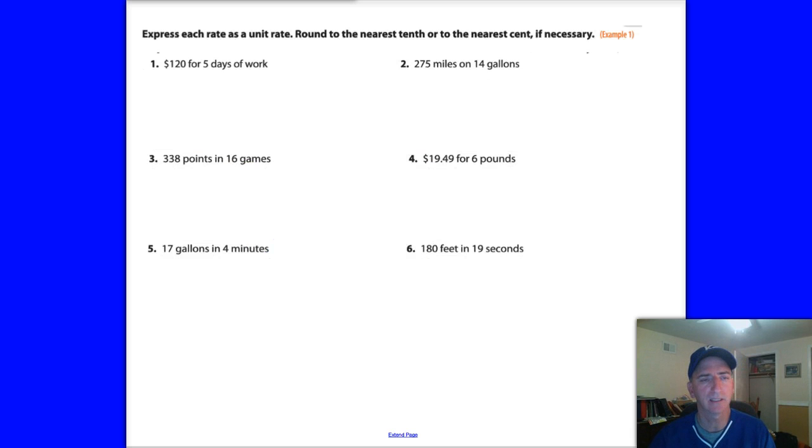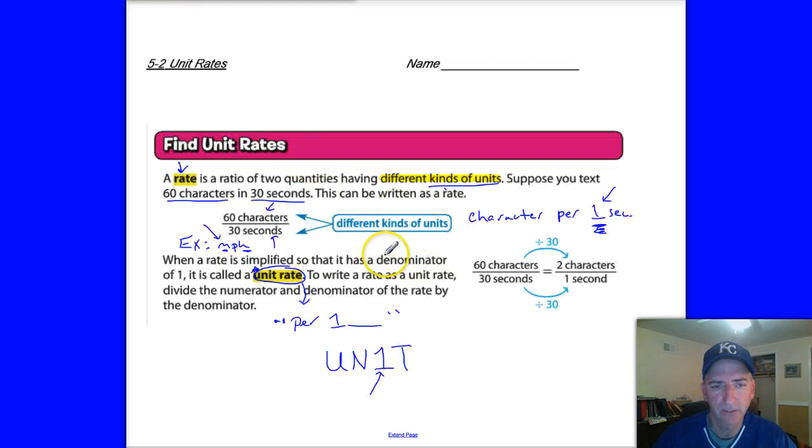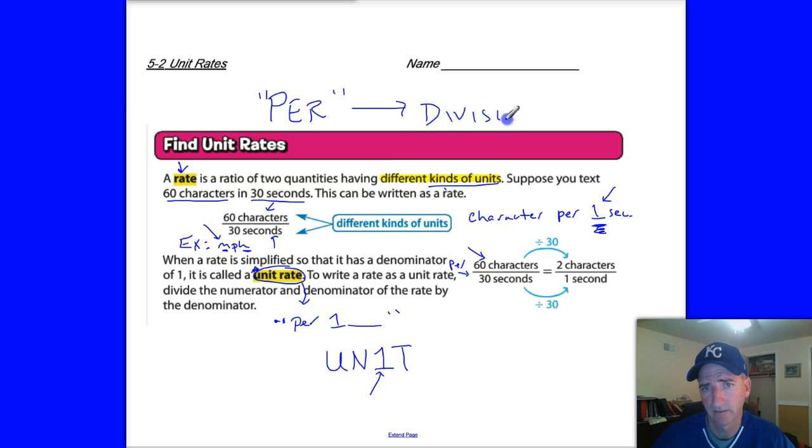Well, it's really easy to do. You do it simply by dividing. If I stay up here for just a second, they show kind of a strange way to do that. When you write the rate, like characters, the word per means division. Per, I'll write that up here. When you hear that word, it means division, which is a fraction. Remember a fraction means divide, so 60 divided by 30 is 2.